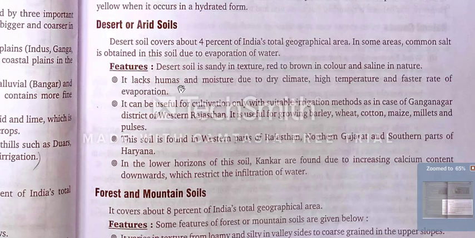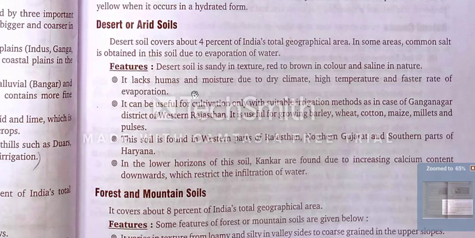It lacks humus and moisture due to dry climate, high temperature, and faster rate of evaporation. It lacks humus. What is humus? What is humus? Humus means, please clear it, it's not humus. Okay, write it, correct it.